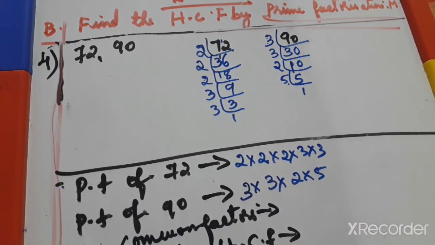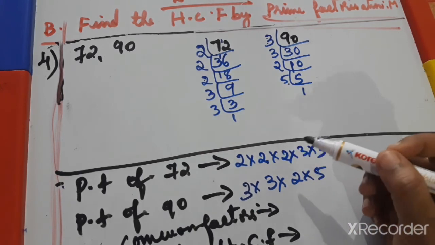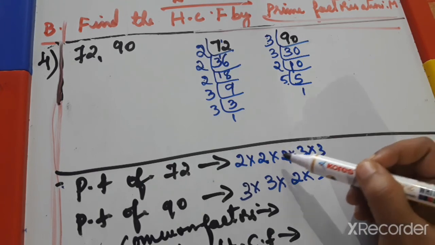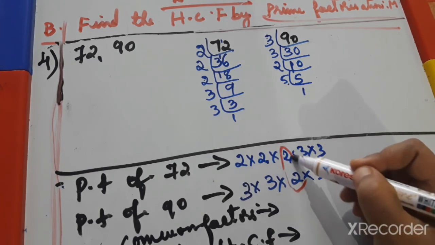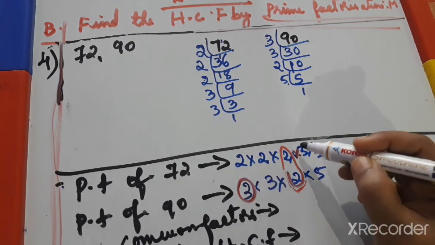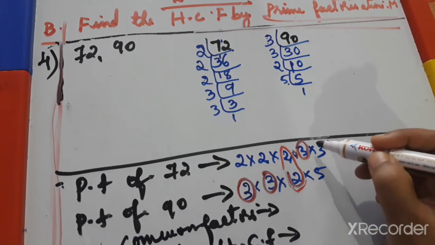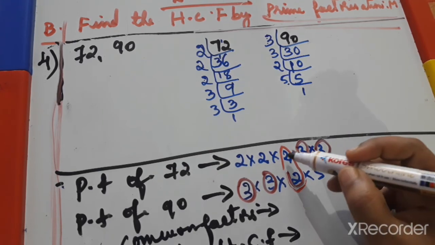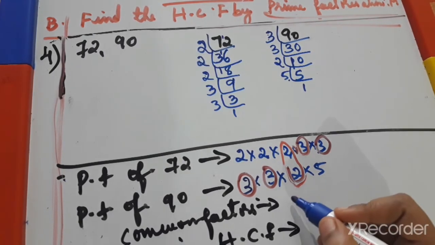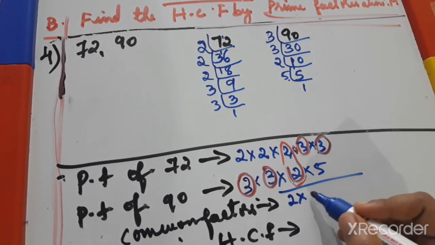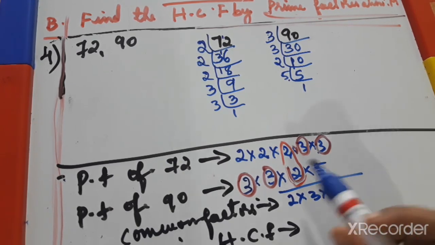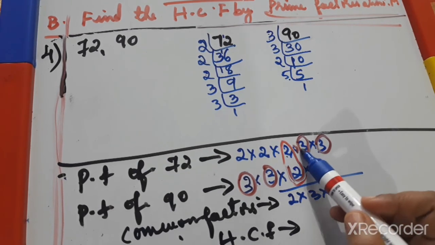Now the highest common factor. We have to check the common factors. 2 is common here. 2 we can take from anywhere. And 3 is common in both places. 3 is common in both places. So 2, 3, 3 are common in the two lines. The common factors are 2 into 3 into 3. Multiply the common factors.